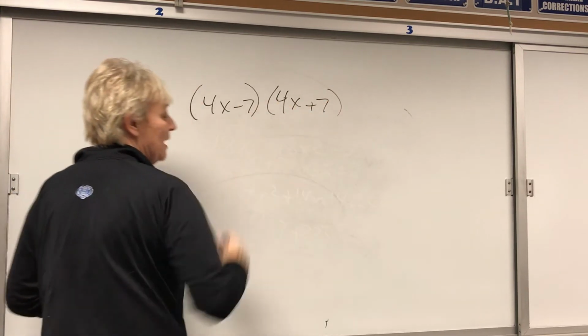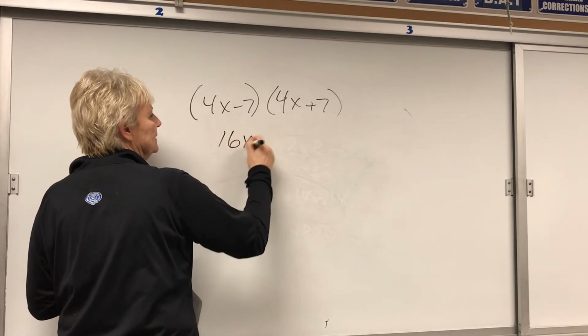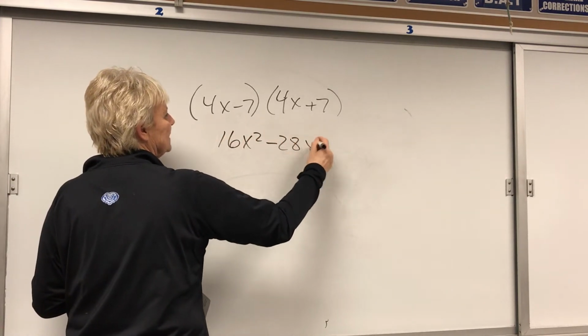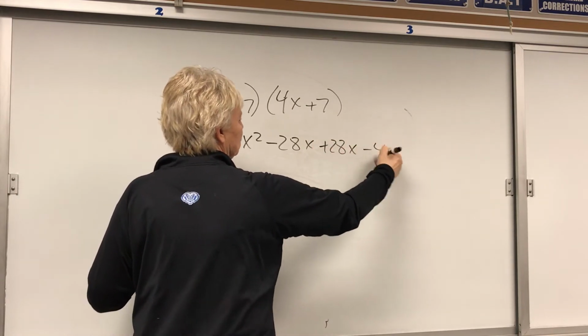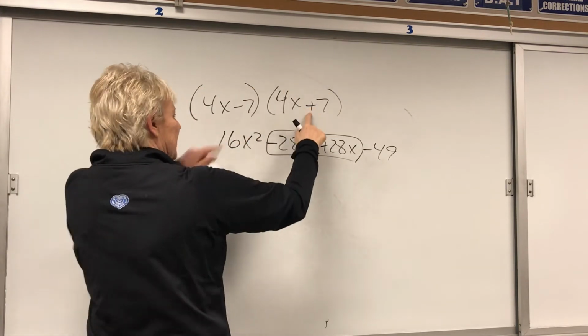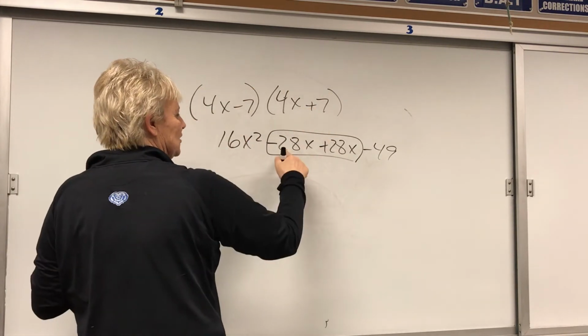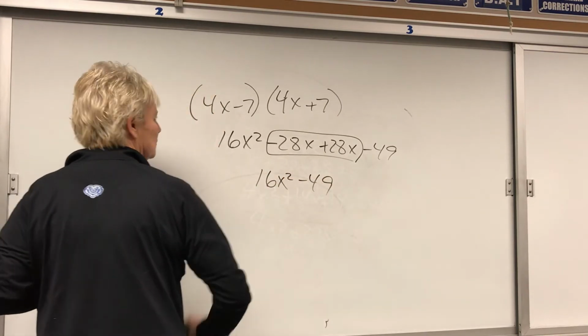Oh, when you have a plus and a minus of the same thing, the middle term's going to disappear. But I'll do it the hard way. Minus 28x plus 28x minus 49. Middle term always disappears when you have the same binomial except for the sign, because they cancel out. That is the difference of two perfect squares.